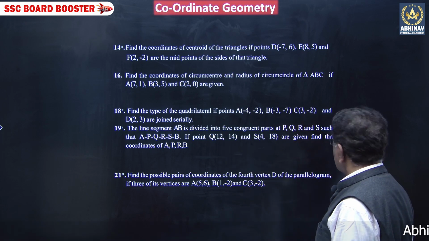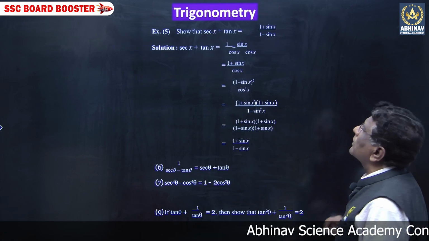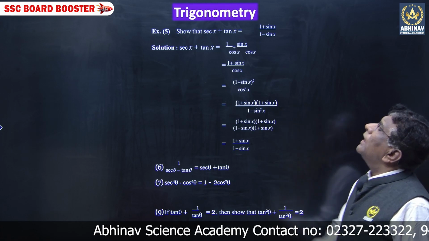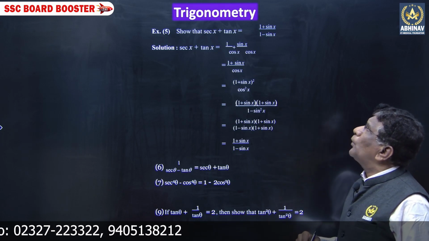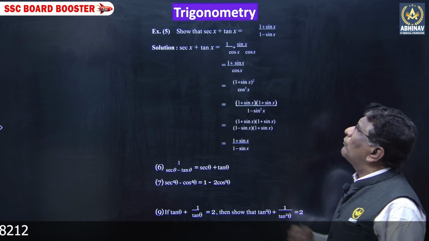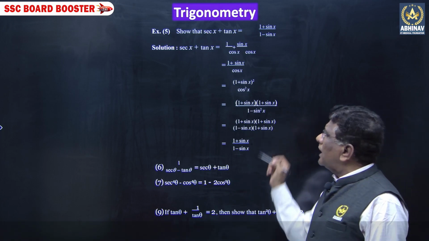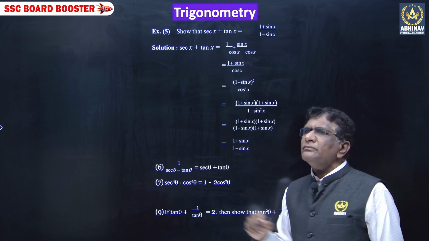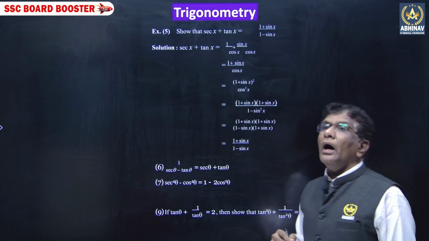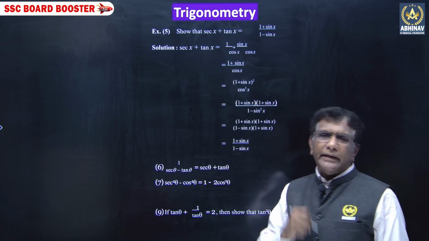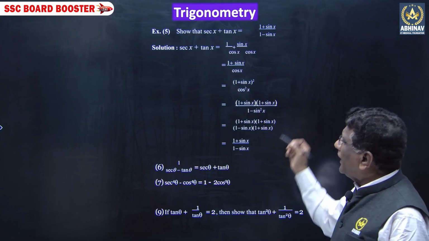So this is one of the examples. Then coming to the next slide, see here, show that sec x plus tan x is equal to (1 plus sin x) upon (1 minus sin x). See here, this example is solved here. So go through this example thoroughly. You have to use the identities and see how it is solved.